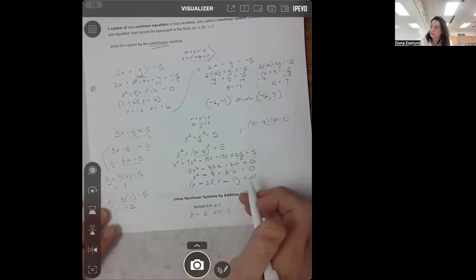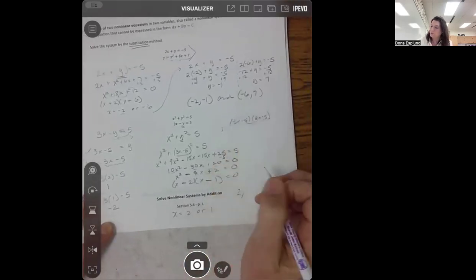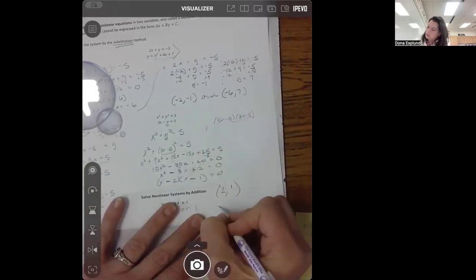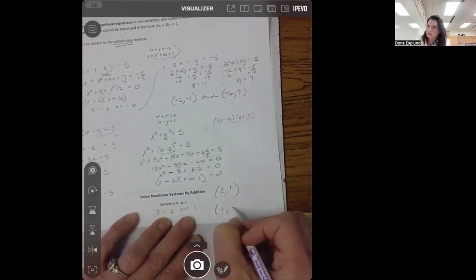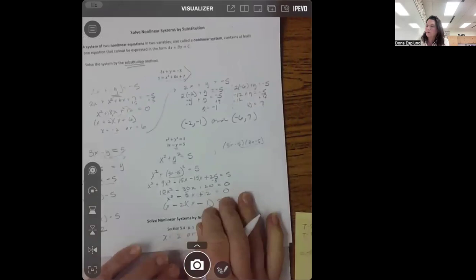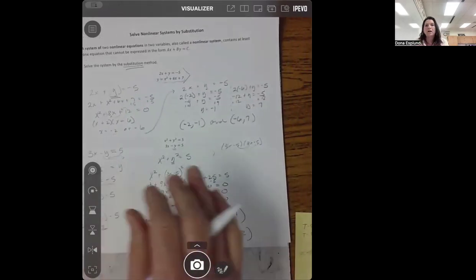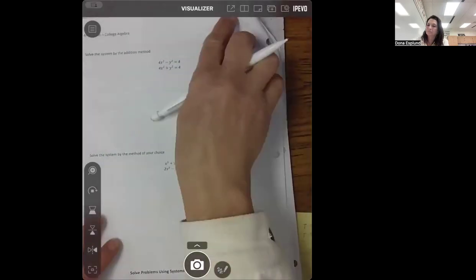So that means my solutions then were x is equal to 2, y was equal to 1. And when x is equal to 1, y was going to be negative 2. And that's exactly what we found before. So I do want you to solve them algebraically, but I also want you to use your tool to make sure you're getting the right answer and also to help with just the next part.